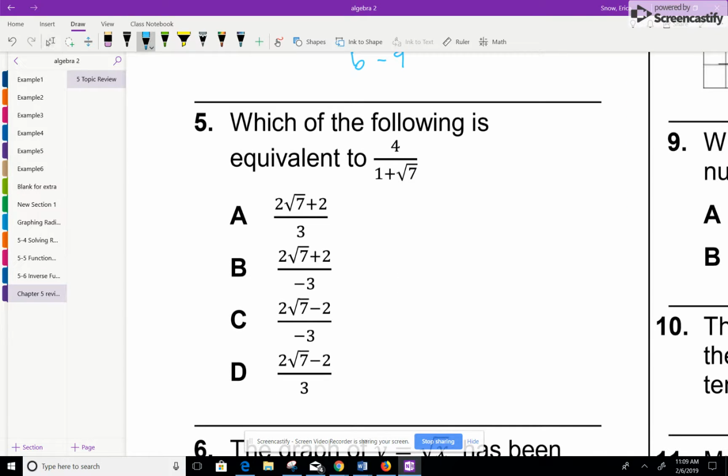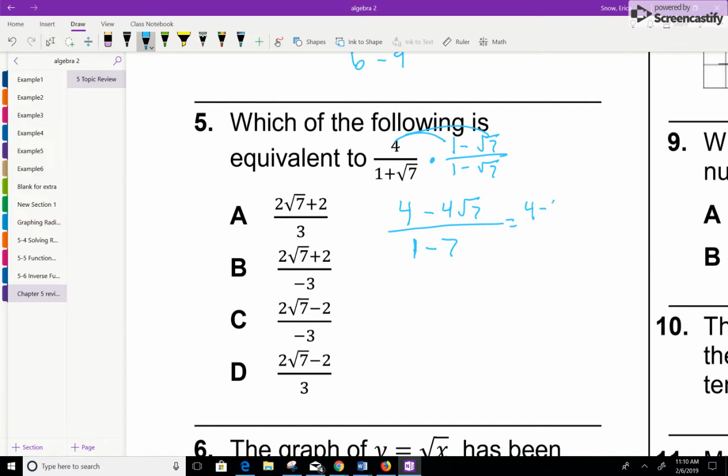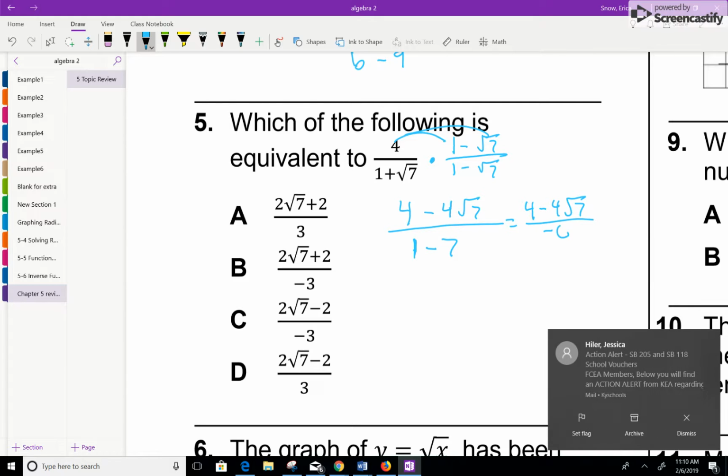This question builds on number 4 in that we're going to have to multiply by our conjugate. So we're going to multiply by 1 minus √7 on the top and the bottom. When we do that, this 4 just distributes. We get 4 minus 4 √7. And then on the bottom, we get the square of the first, which is 1, minus the square of the second, which is 7. So this ends up being 4 minus 4 √7 over -6.